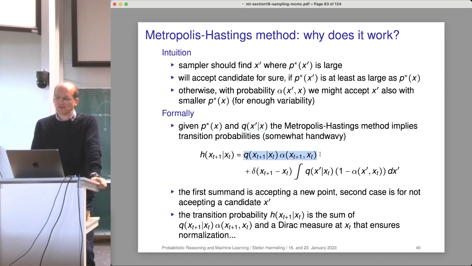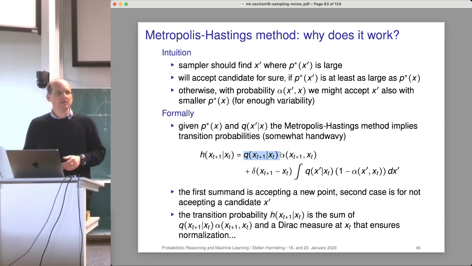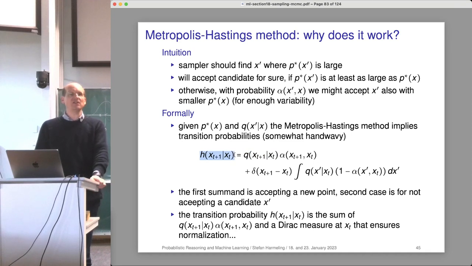So let's look at the first summand. The first summand here is about accepting a new point, so here we have a new point x_{t+1}. It was sampled with our proposal distribution, so that's why that's relevant here for my transition probability, but it then gets weighed down with my acceptance probability. I'm being a little bit hand-wavy, because I'm saying transition probabilities, but the Q here is a density. So in a way, this is a new density function for my transition probabilities.